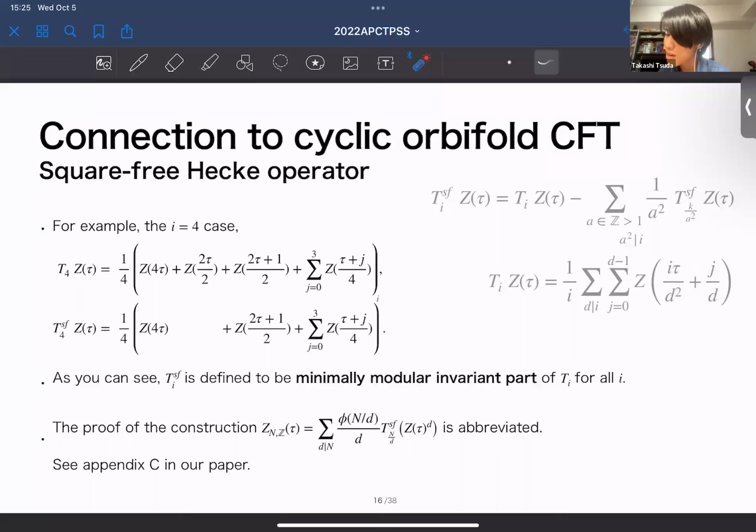No, because we have to sum over the TSF to get the full partition function. So this itself is not the partition function of some CFT. For example, this does not have integer coefficients of q, where q means e to the pi i tau. So we have to sum up some TSF to get a partition function. So is that okay for your question? Yeah, thank you. Okay, thank you for the question.